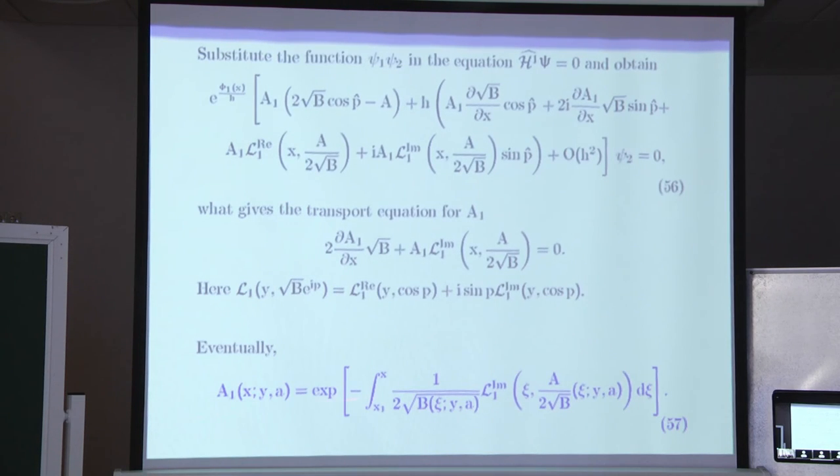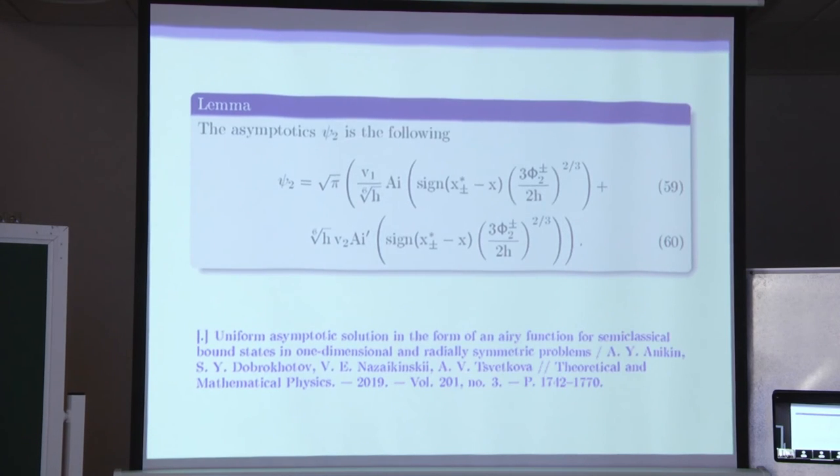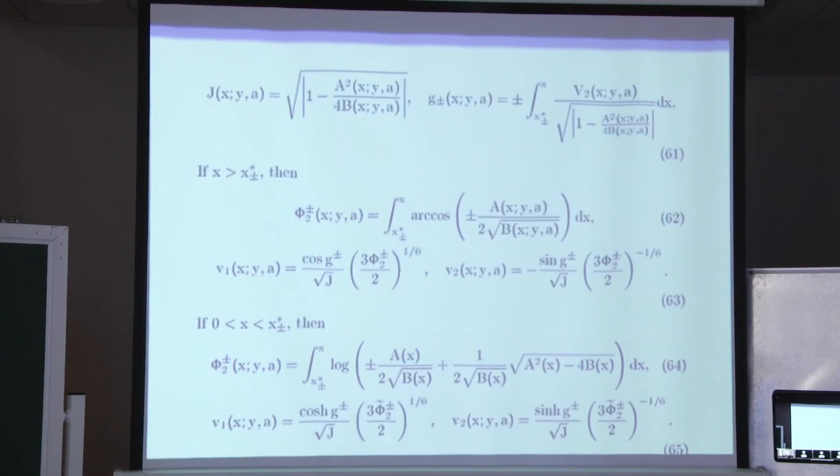Here you can see the amplitude for the solution psi 1 and the equation for the solution psi 2. Now, if we solve this equation, we obtain the following asymptotics in the form of Airy functions. It is the result of this paper. Okay, here are the expressions which I used in the previous slide.